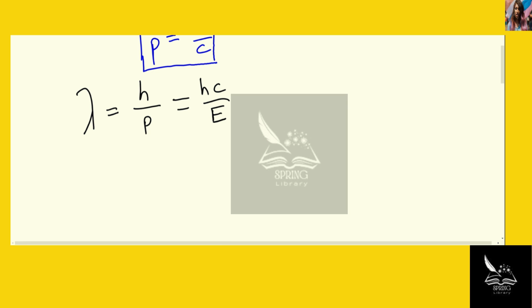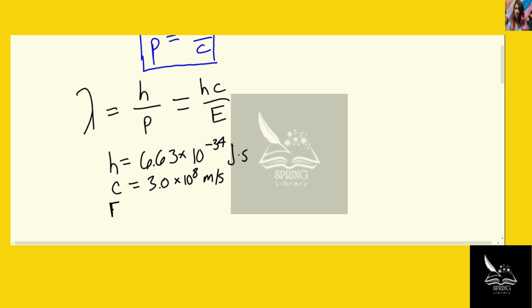Now, Planck's constant, just a constant, is 6.63 times 10 to the negative 34th joules times seconds. Speed of light is also a constant, 3.0 times 10 to the 8th meters per second. And our energy was given as 28 giga electron volts. We know that giga is 10 to the 9th. 28 times 10 to the 9th is the same as 2.8 times 10 to the 10th electron volts.